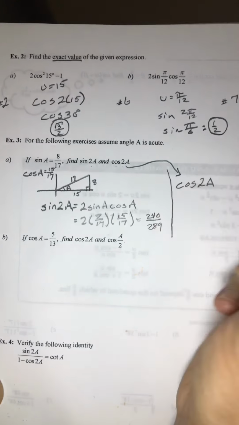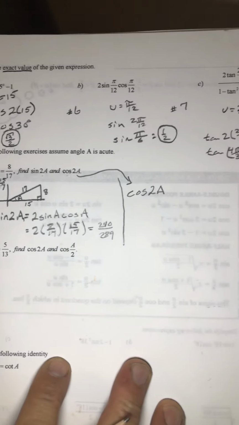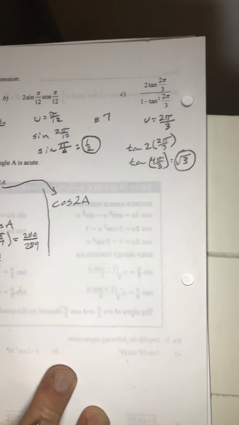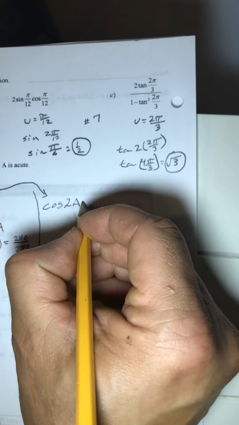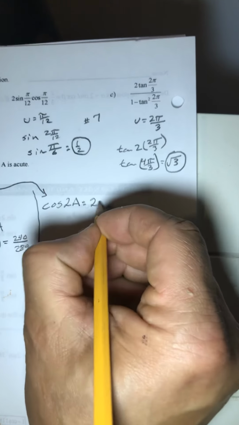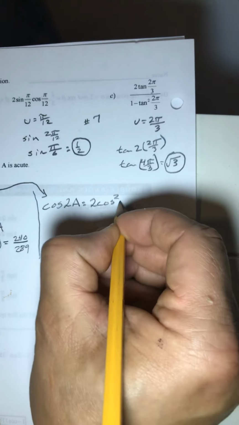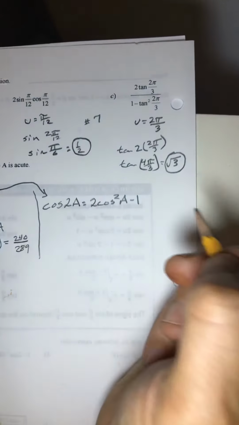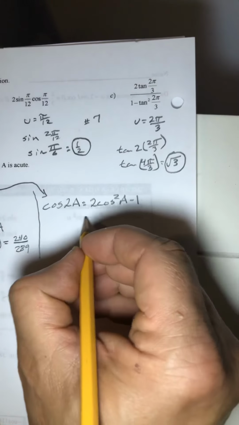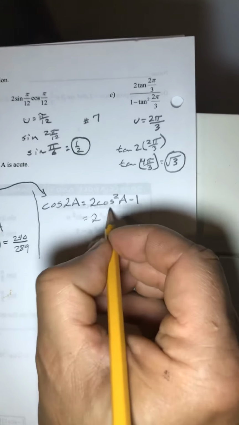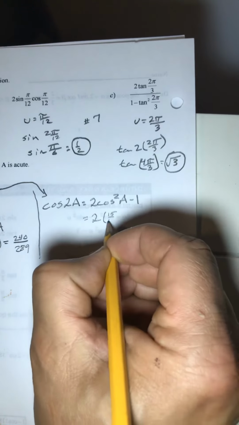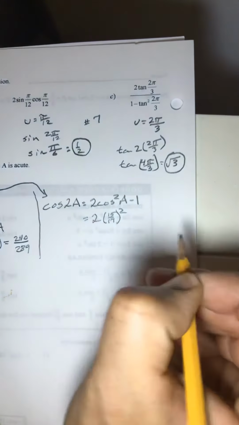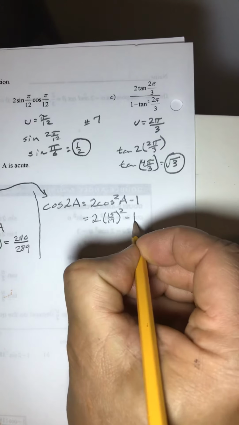Now remember, cosine of 2a had 3 different versions. Which one should you use? Whichever one you want. I'm choosing to use 2 cosine squared a minus 1. If you use another version, you get the same answer. So the cosine was 15 over 17, so 2 times 15 over 17 squared minus 1.